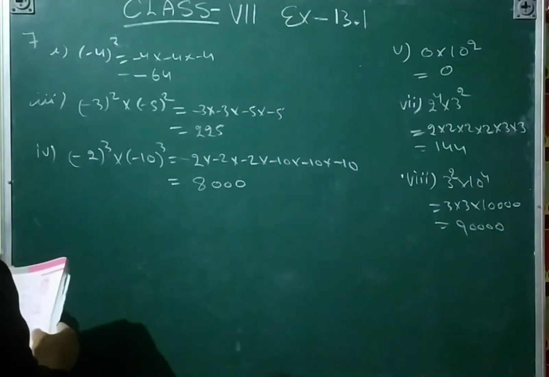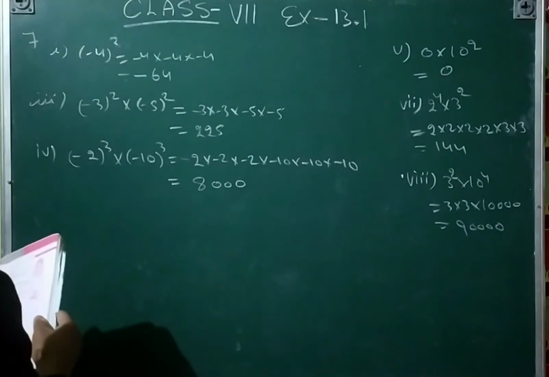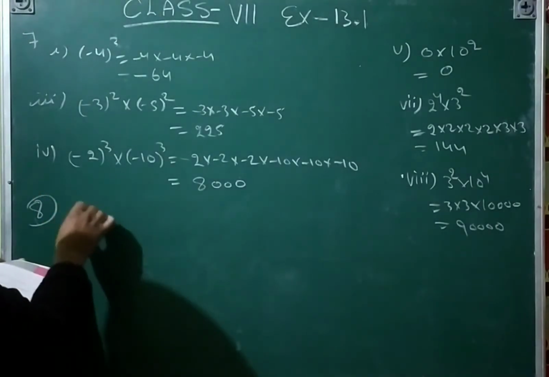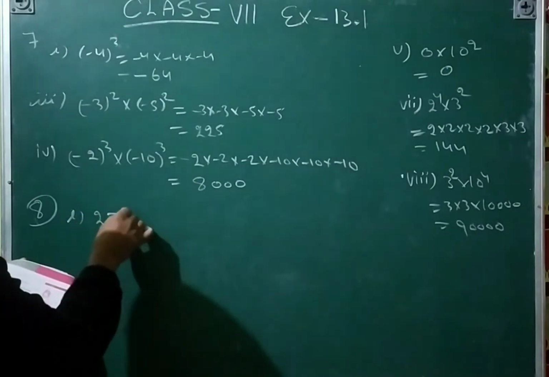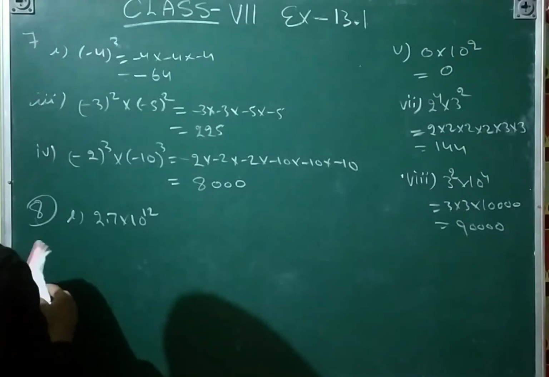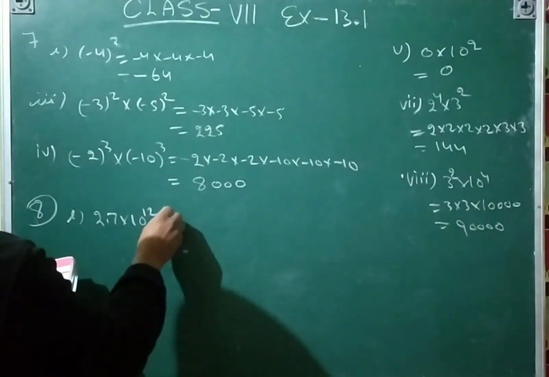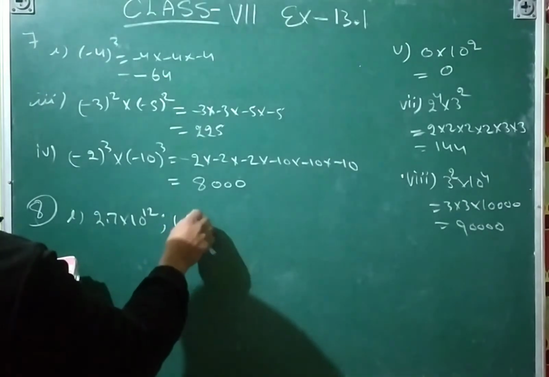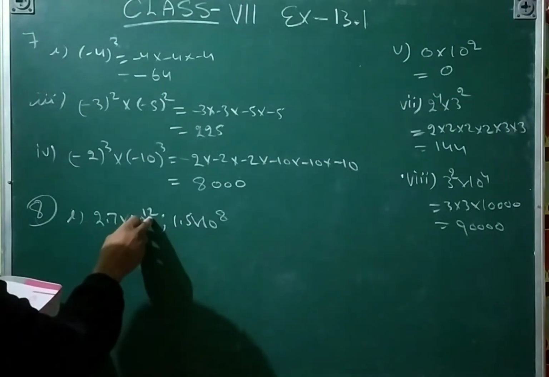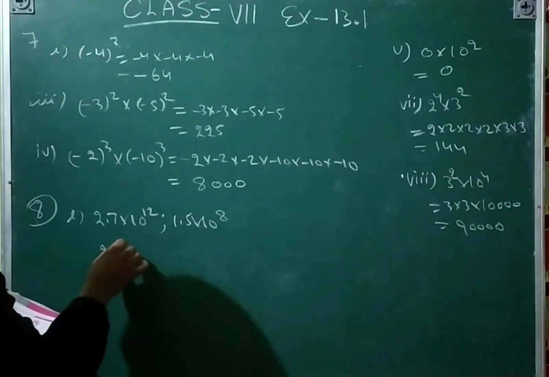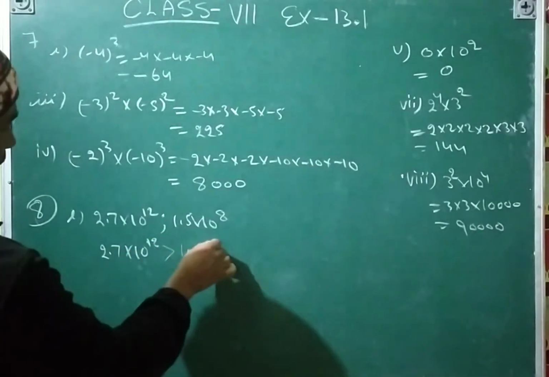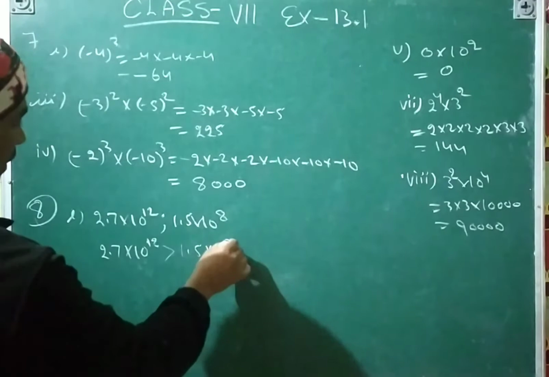And then the last question, compare the numbers. That is the first part. 2.7 into 10 power 12 and then 1.5 into 10 power 8. So which is greater? So this power is greater, so this number will be greater. 2.7 into 10 power 12 is greater than 1.5 into 10 power 8.